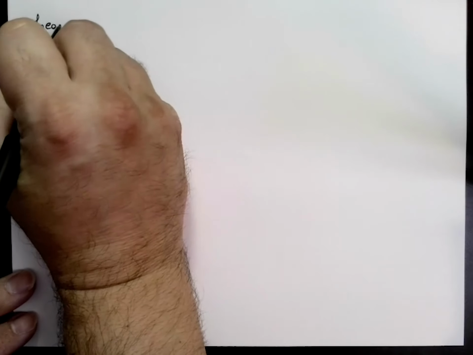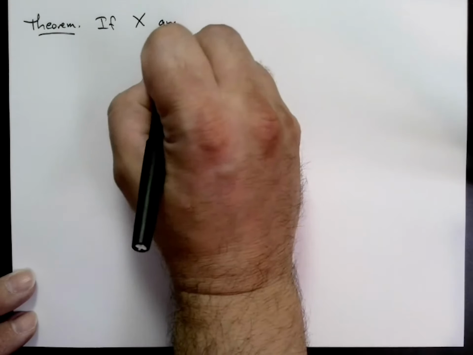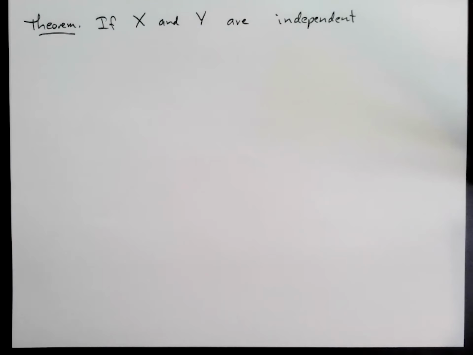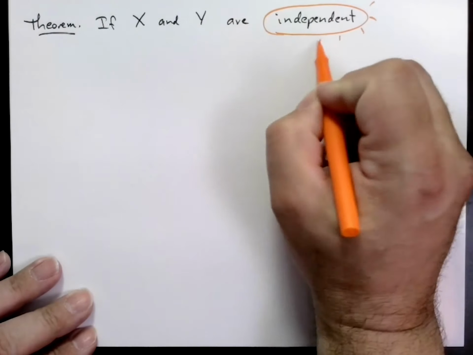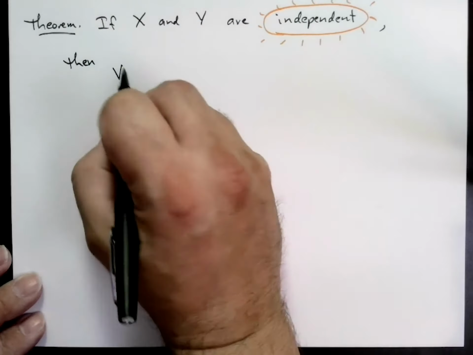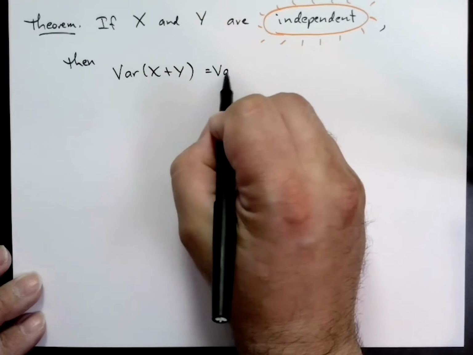Very important theorem here, and it says that if we have two independent random variables, then the variance of their sum is the sum of their variances. Note that independence is a crucial assumption here. If x and y are not independent, then this formula does not hold.